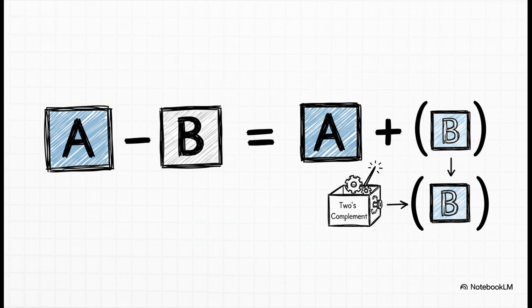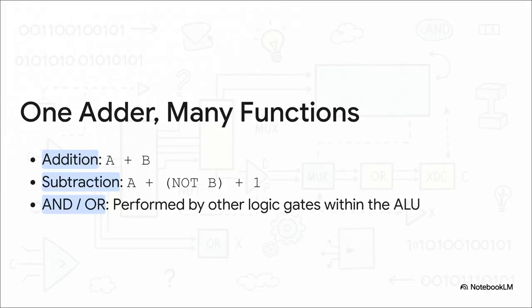And now for the final, brilliant twist. Remember 2's complement? This is where it all pays off. It turns out that subtracting a number is mathematically identical to adding its negative counterpart. A minus B is the exact same thing as A plus negative B. This means our single adder circuit can now do double duty. To perform subtraction, the ALU simply takes the second number, uses some simple logic gates to find its 2's complement, and then feeds it right back into the very same adder circuit we already built. One piece of hardware for 2 essential arithmetic operations. That is the essence of elegant design.